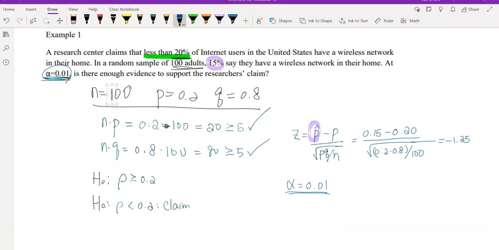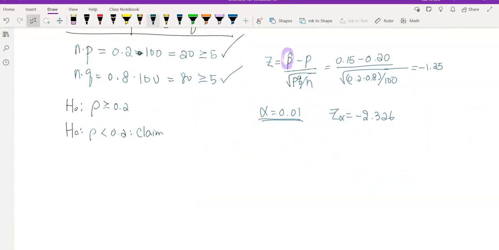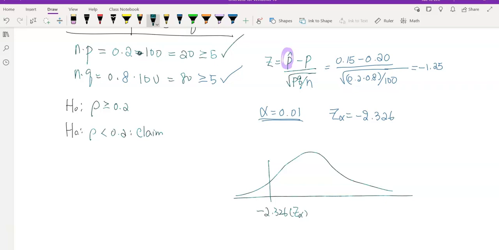So the corresponding z alpha equals 2.326, but this is a left-tail test, so it should be negative here. Therefore when I draw the normal curve here, negative 2.326 is our z alpha. Our z score equals negative 1.25, so that is on the right side compared to z alpha here. Basically the smaller side becomes HA and the bigger side is H0.